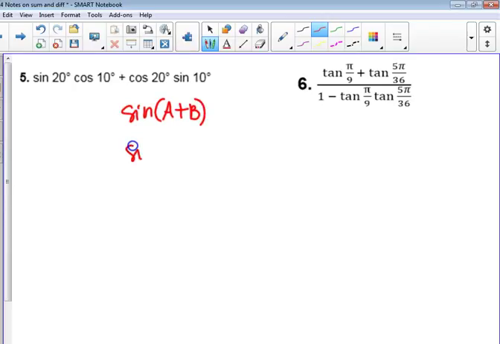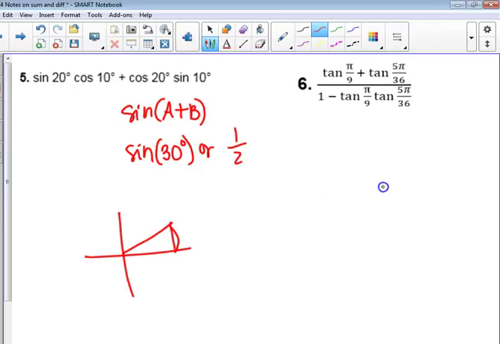Okay, so this becomes sine of 30 degrees. Anybody do it without looking? Sine of 30. If you're at 30, you're right here. Did you go up more or out more? It's square root of 3 over 2 out and up only 1/2, right? Because this is longer than this.